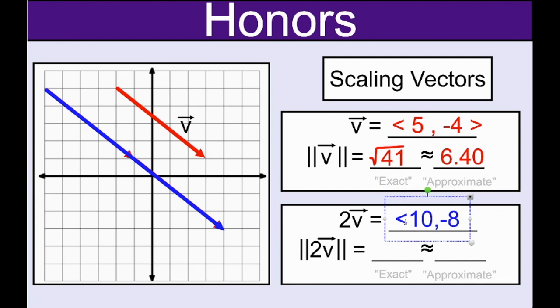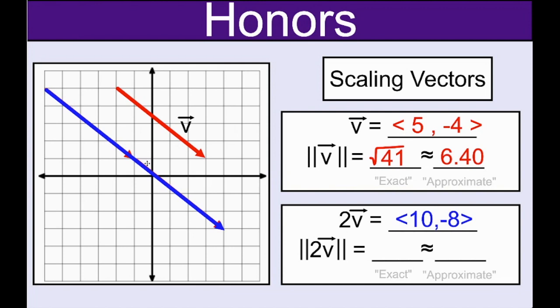Sweet. Now we're going to find the magnitude. Now you have to be careful. I recognize that to go from this set of components to this set of components, we multiplied by 2. And so, like 5 times 2 is 10, negative 4 times 2 is 8, that's true. And I know that this is twice the length. Where you want to be careful is this.